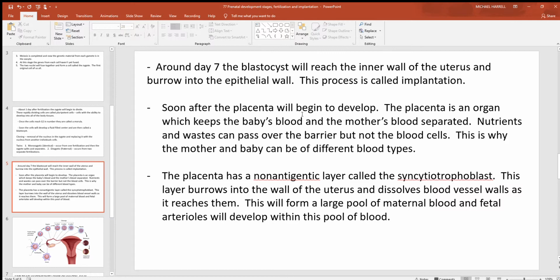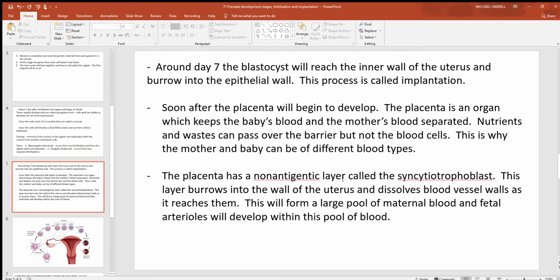Back in the blood chapter, there was a discussion on how there could be a mixing of the blood types, and if the blood types are not compatible, there could be a transfusion reaction. It could lead to death of the baby, but again, usually this does not happen. Now, the placenta is a non-antigenic layer. No proteins will be expressed in this layer. Since half the genetic material came from the father, if this layer started to express proteins, they would be recognized as foreign, and the mother's immune system would destroy them.